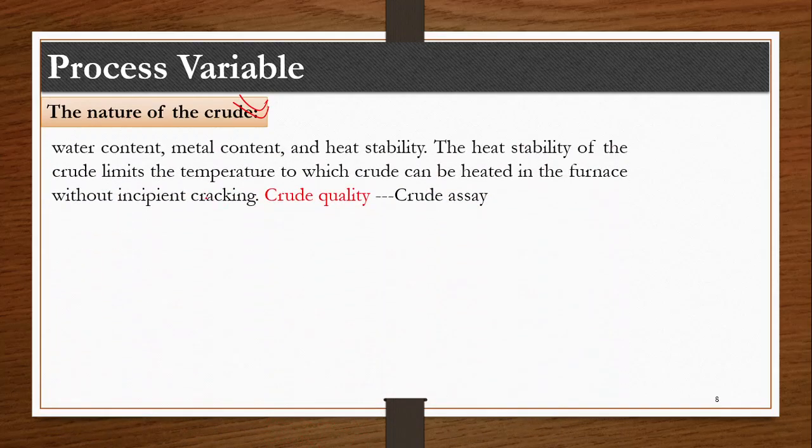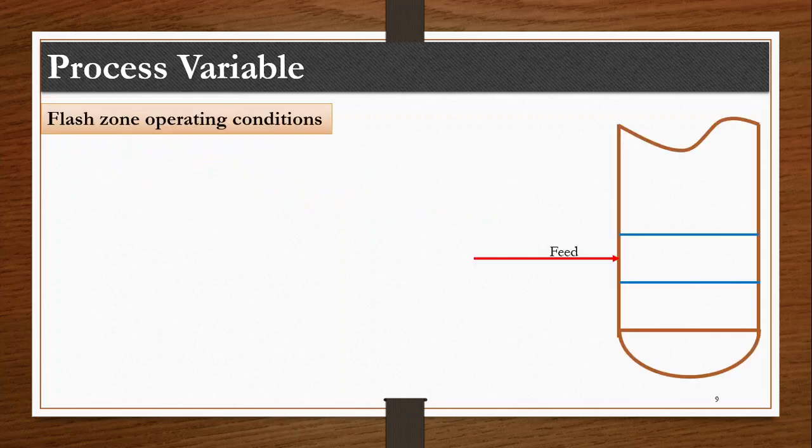This is a very important thing, like water content, metal content, heat stability. The heat stability of the crude limits the temperature to which crude can be heated in the furnace without incipient cracking. So overall, we have to go through the crude assay to find out the crude quality, so that we can use this crude assay in the designing of the atmospheric distillation column.